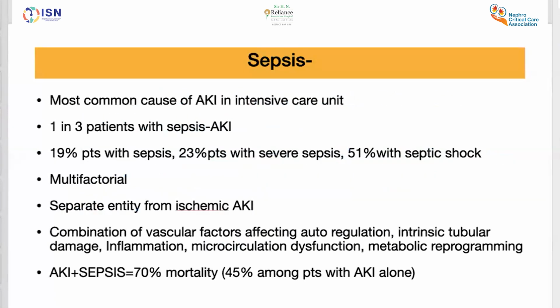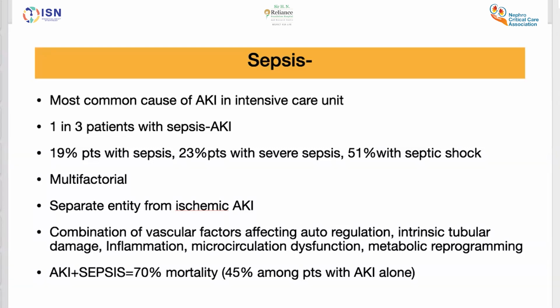The other most common cause of AKI in the ICU is sepsis. One in 3 patients with sepsis are at risk for acute kidney injury, with 19% of the patients with sepsis, 23% of patients with severe sepsis, and 51% of patients with septic shock at risk of acute kidney injury.